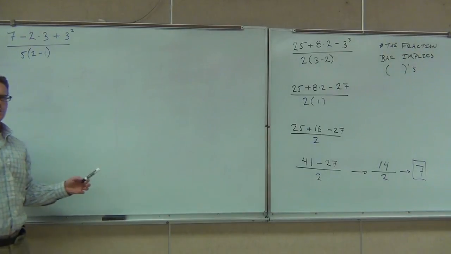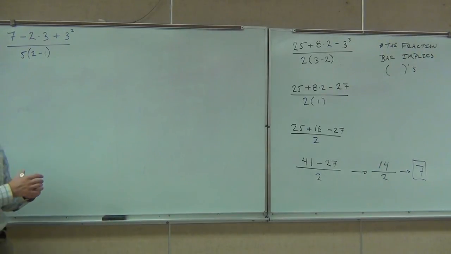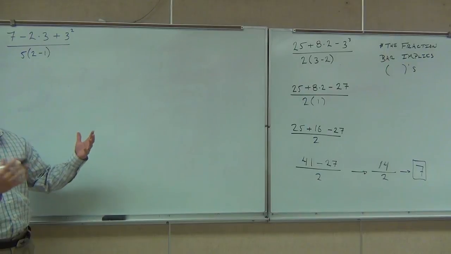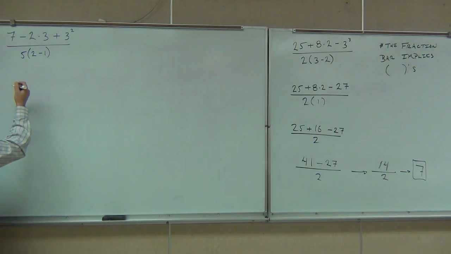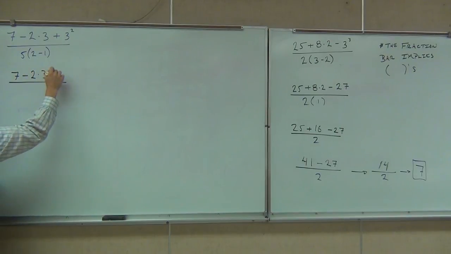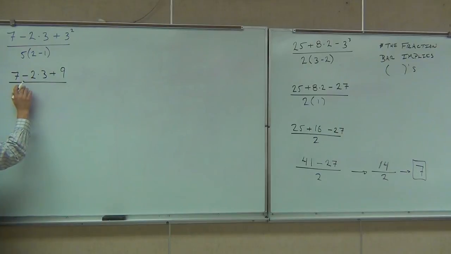So I'm going to work on the top first. I like doing that better than doing the bottom first because otherwise I have to write more fractions at the end. So I'm going to start with the top of our fraction here. Just like the last one, the exponents come first. So we should have written on our papers 7 minus 2 times 3 plus this one's going to give us 9. Did you get 9? Yeah. Awesome.